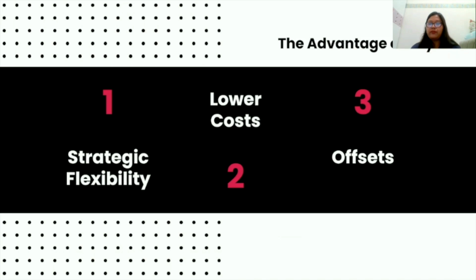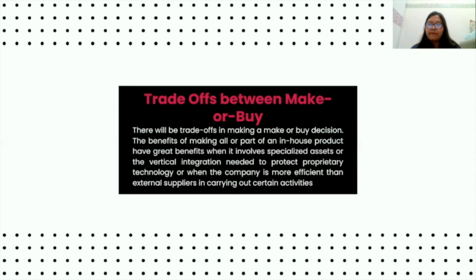As the management focus on Boeing notes, offsets are common in the commercial aerospace industry, like I said earlier. This decision, the make or buy decision, has some trade-offs, right? So the trade-off mentioned earlier, the first one is that the benefit of making all or parts of a product in-house seems to be greater when highly specialized assets are involved.